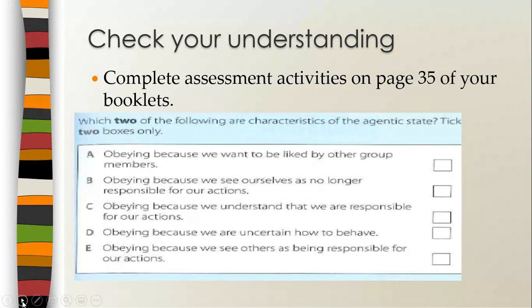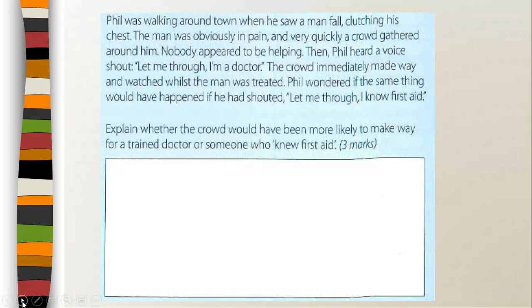So there is this multiple choice activity on page 35 in your booklet. Pause it before I go through the answers. And the two answers for this are B and E. And this is a 3-mark exam question on legitimacy of authority.